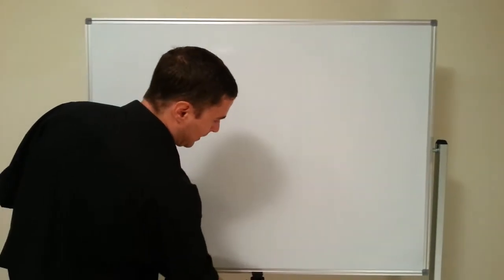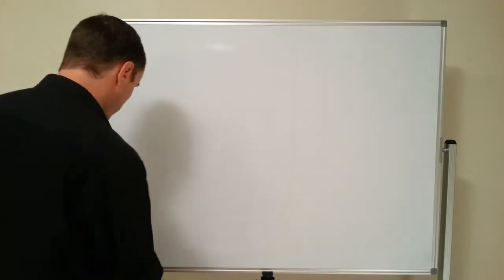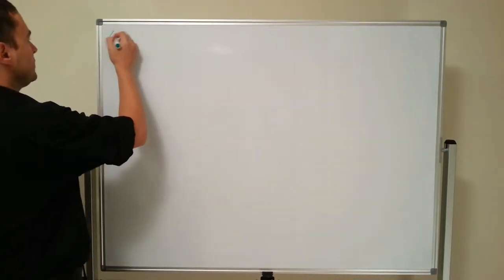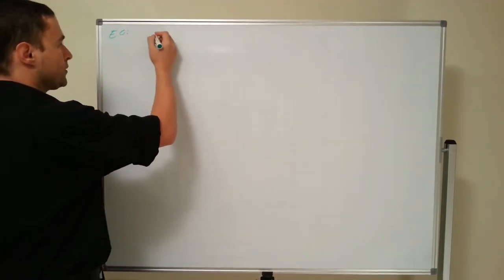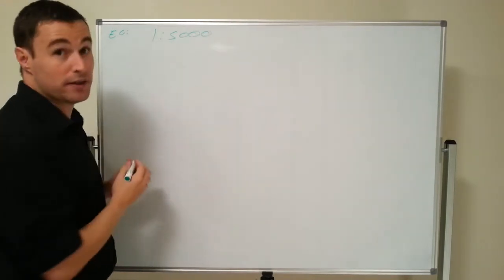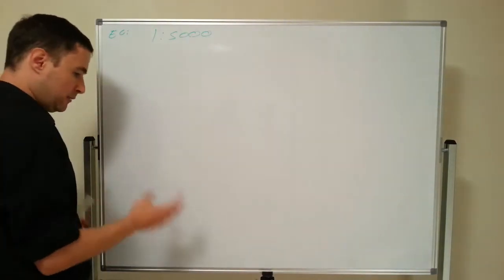Let's try another question. If the drawing had a scale of 1 is to 5,000, how long in real life would a 2 centimeter corridor be? So 2 centimeters on the map.